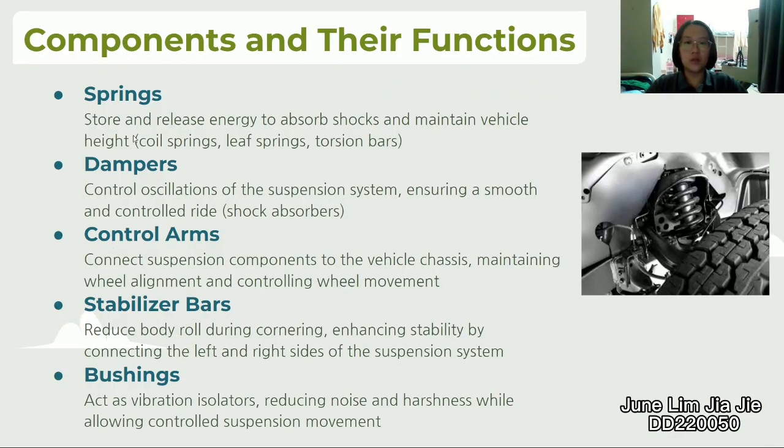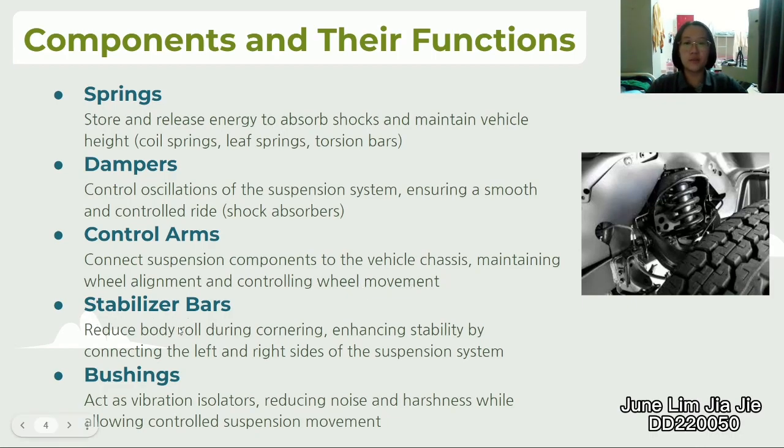Next, these are the main components of a suspension. The first and most important component is the spring. It stores and releases energy to absorb shock and maintain vehicle height. The second component is the damper. It controls oscillation of the suspension system, ensuring a smooth and controlled ride. The third component is the control arm. It connects suspension components to the vehicle chassis, maintaining wheel alignment and controlling the wheel movement.